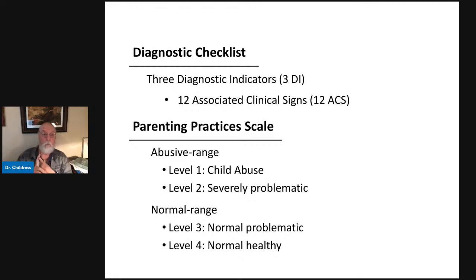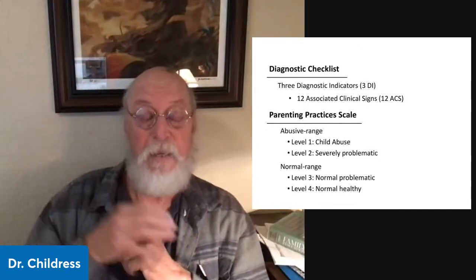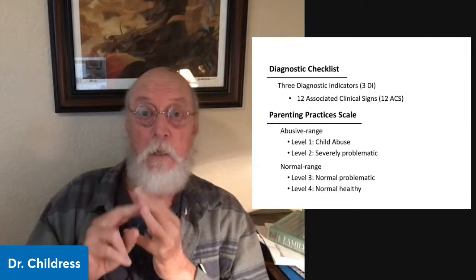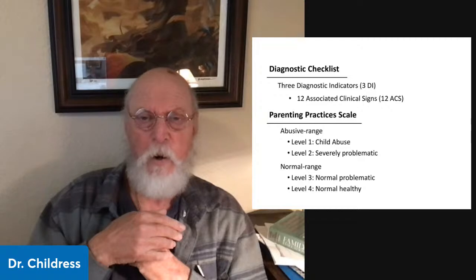Is there a child rejecting a normal range parent? Okay, that's symptom 1, diagnostic indicator 1. Are there 5 narcissistic traits or a phobic anxiety displayed by the child? That's symptom 2. And is there a persecutory delusion displayed by the child towards a normal range parent?